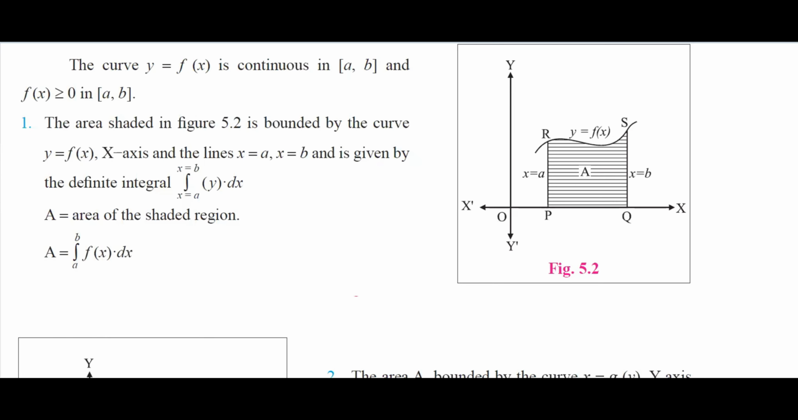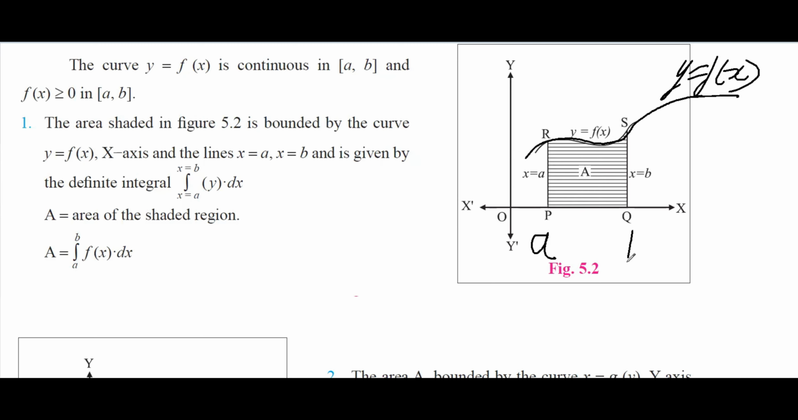Okay, fine. So here it says that the curve y is equal to f of x is continuous in closed interval a to b. This is your one function. What is the name of this function? Y is equal to f of x is the name of this function. It is continuous in closed interval a to b.